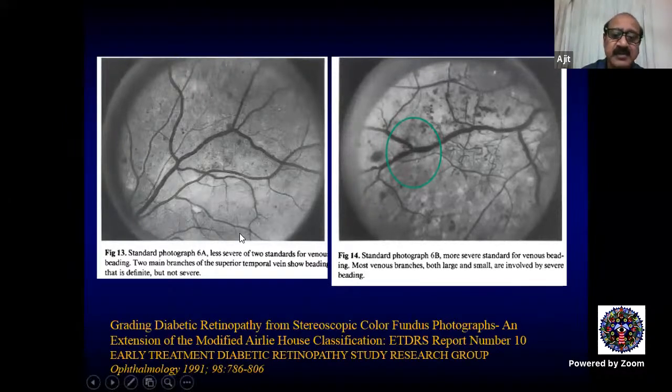Again, here it comes to venous beading. Venous beading, again: standard photograph 6A, less severe venous beading. You can see the beading here, meaning saccular dilatation of the veins, with narrowing and dilatation alternately. It is very clear here. That's why standard photograph 6B is the more severe standard for venous beading.